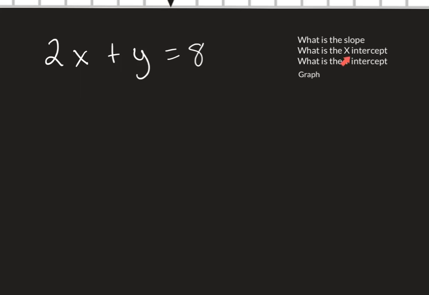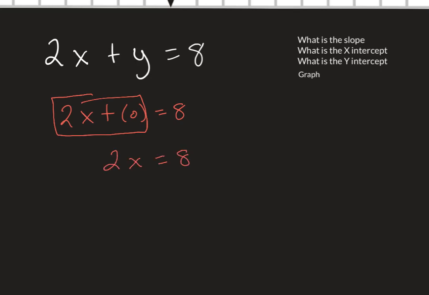So let's first find what the x-intercept is. The way you find the x-intercept is you plug a 0 in for the other variable, which is y. So I want to know what the x-intercept is, so I'm going to plug a 0 in for y. So I've got 2x plus, and then instead of y, I'm going to put a 0, equals 8. So notice, I want the x-intercept, so I put a 0 in for y. Now, 2x plus 0 is just 2x, equals 8. Then I'll divide by 2 on both sides, and so x equals 4.